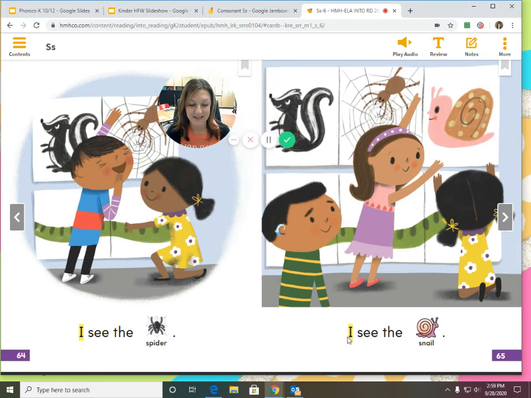Let's do the next one together. I see the snail. Let's read it again. Ready? I see the snail. Look at this snail that this little girl drew. All of these animals have the S sound at the beginning.